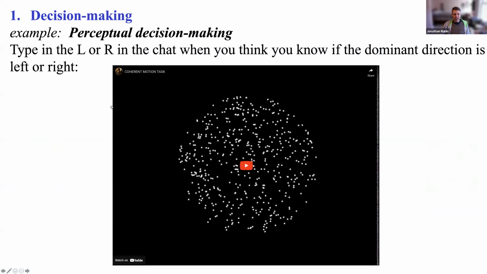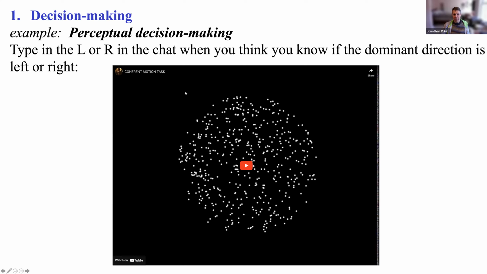This is going to be an example of what people call perceptual decision making, and this is what's known as a coherent motion task. When I click the play button, these dots are going to start moving around. They're going to have drift, not strictly left-right, but up-down as well. But there is a dominant movement direction, so they're more coherently moving in one direction than the other. Your job is to decide whether that is to the left or to the right.